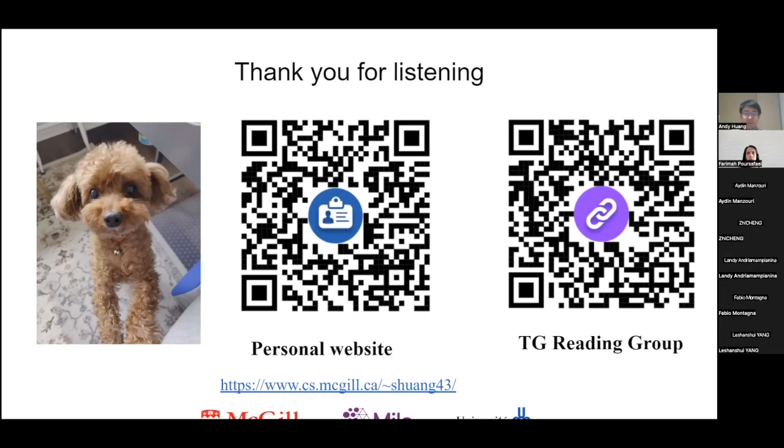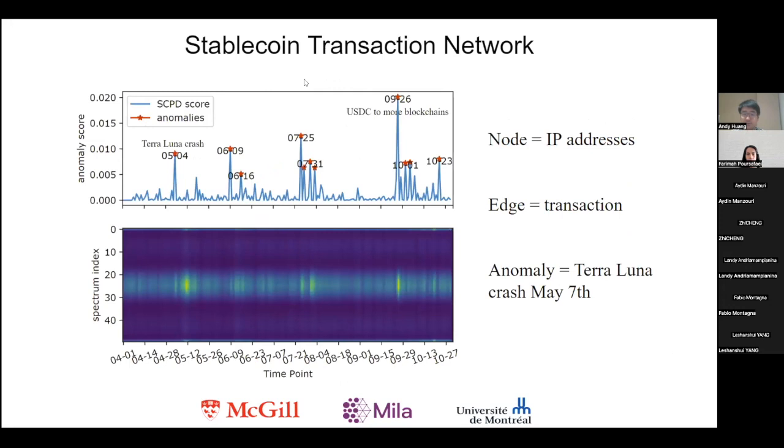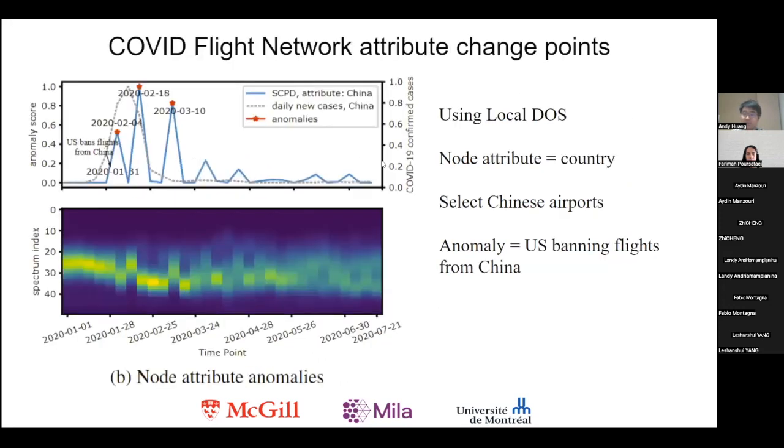So for example, one example would be the attribute change. That's the local density of states. You can use it to monitor the change in the attribute and how the attribute interacts with the graph structure. So that's local density of states.